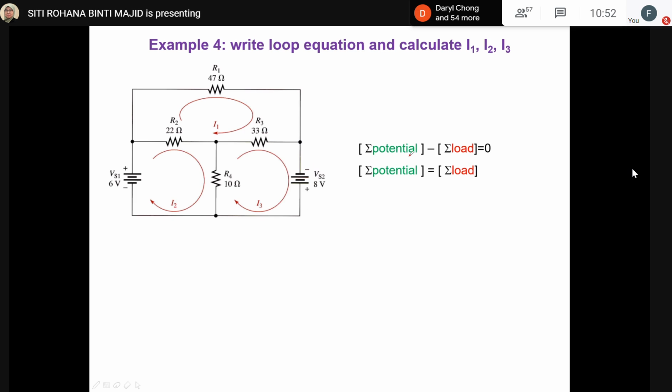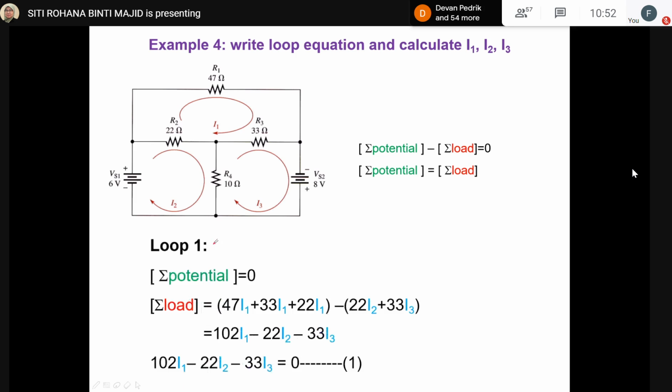So we have total potential minus total load. Then for loop 1, here we label loop 1. The total potential here, because there is no power source attached in this loop, would be 0. But we have load. So the load, we can start from the upper one, which is the upper resistor here, 47 ohm, which only experiences I1.